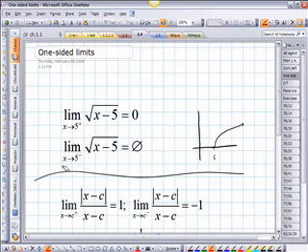However, coming from the left side, as x approaches 5 from below, you're taking a square root of something very small but negative. And square roots of negatives are undefined. And the graph would look like this. You can see coming from the right, we go to 0. Coming from the left, there's no points there.